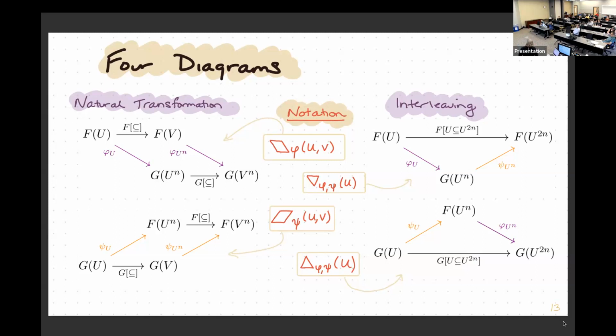And for the sake of trying to write things down later, because we put these diagrams all over the place, we started swapping out notation. So the parallelogram notation should match up with the parallelograms and the triangle notation should match up with the triangles. And so when I write that down, I just mean that diagram that I don't want to write again.